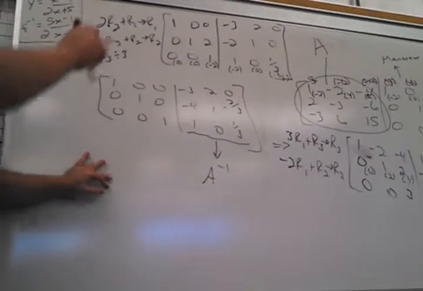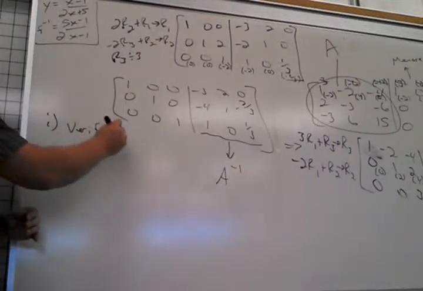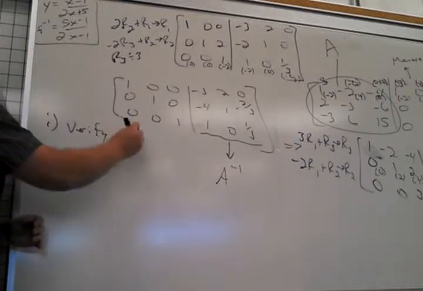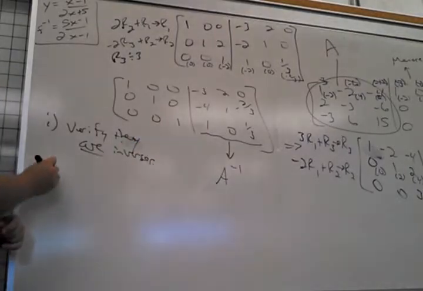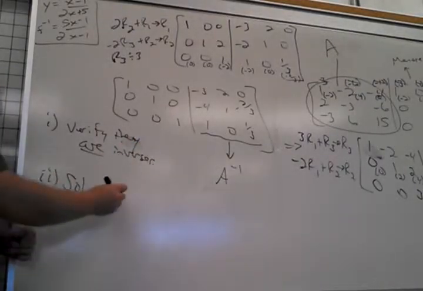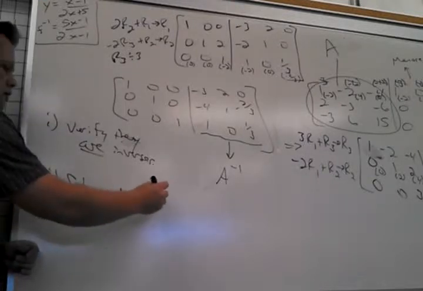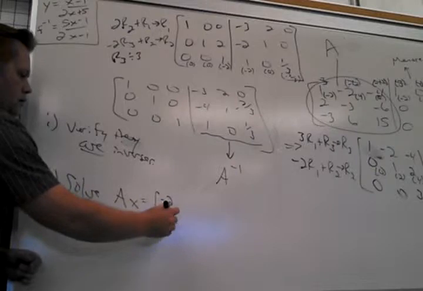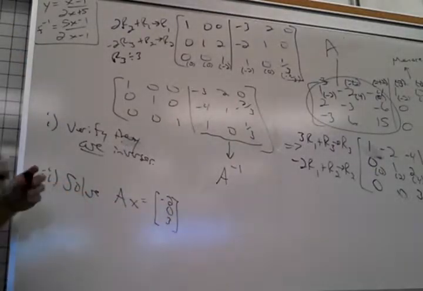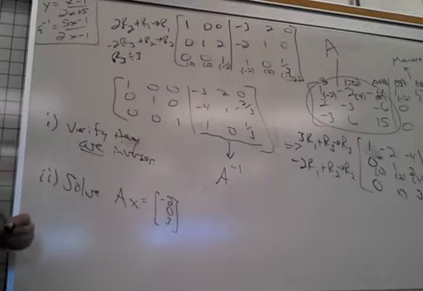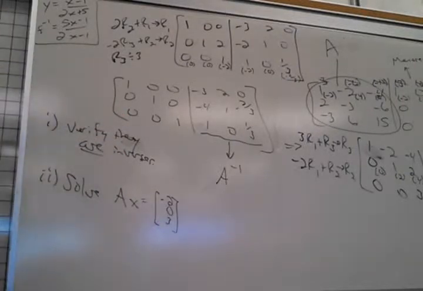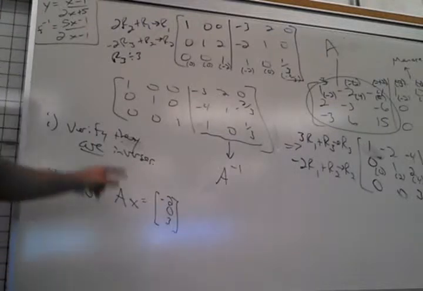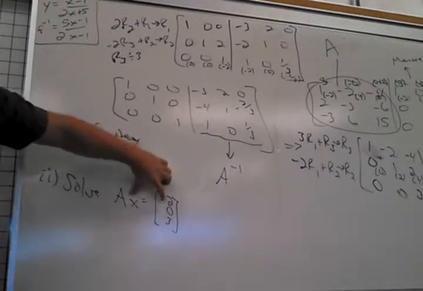So two things I want you to do. One, verify they're inverses. So how are you going to verify they're inverses? Multiply them together. If you multiply them together, you're supposed to get 1, 1, 1 on the diagonal and 0s elsewhere. Okay, good. So do that first. And then secondly, try to solve this.